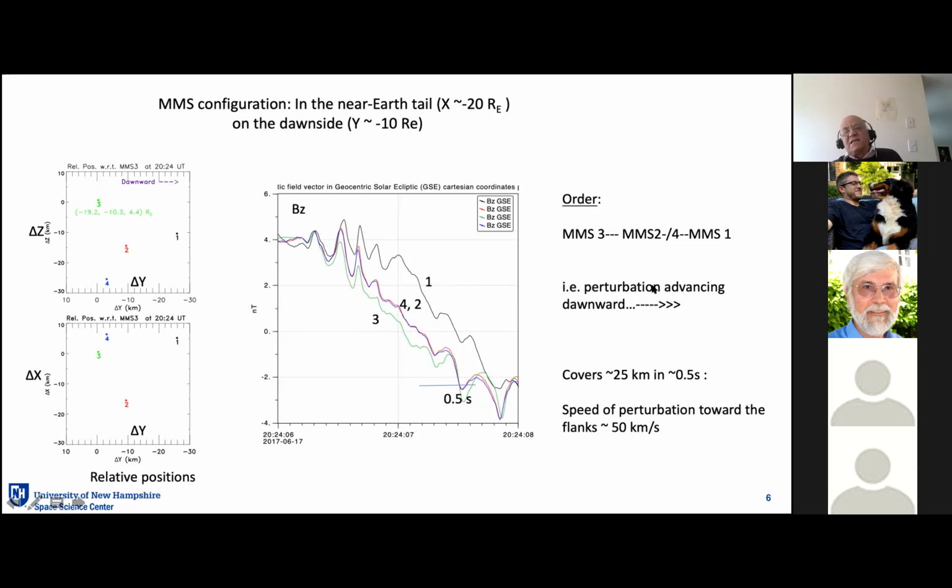And this is exactly the second condition implying flapping: an up and down motion associated with a perturbation which travels sideways. Indeed, looking at the figure here on the right, we can see that this perturbation covers 25 kilometers in about half a second. So the flank-wise speed, the speed towards the flank, is about 50 kilometers per second.